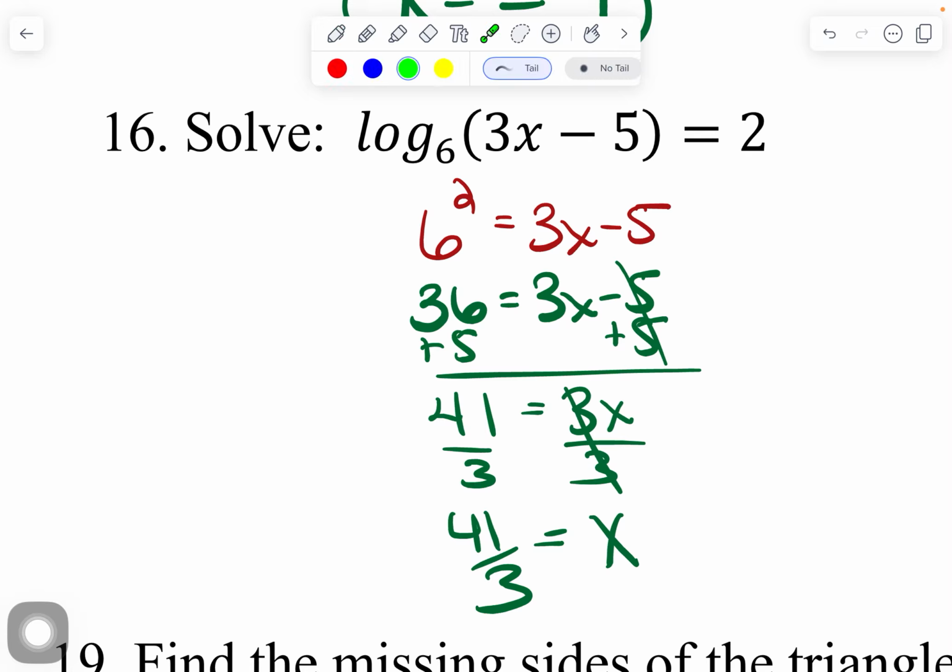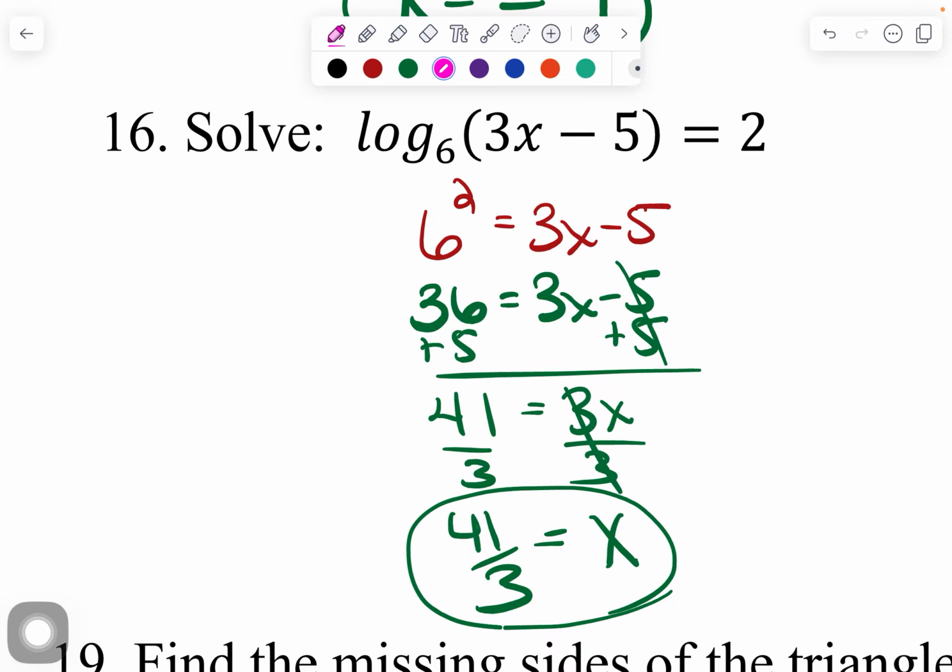Quick double check mathematically. If I take 41 over 3 and plug it in here, I do need to make sure this stays positive. So let's see, 41 over 3 times 3 is 41. And then 41 minus 5 would still be a positive number. I don't really even care what the positive number is. I just need to make sure it is, in fact, a positive. All right, so that was 16.